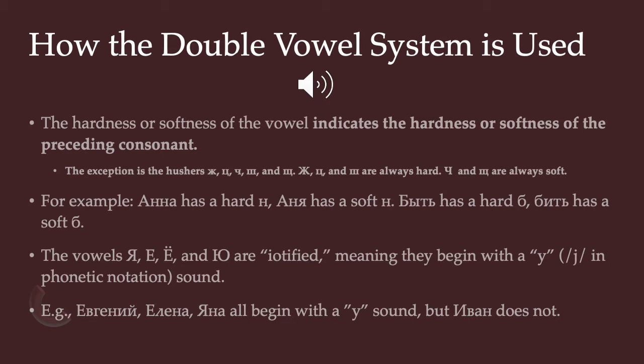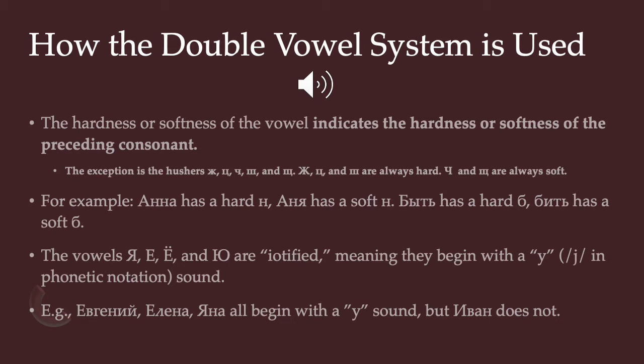So for example, the name Anna has a hard N because it has an A written after the N. But the diminutive Anya has a soft N because we have a ya written after the N. As a side note, soft sounds are generally considered to be more diminutive than hard sounds. Or the verb být, to be, has a hard B, whereas beat, to hit, has a soft B. And that is indicated with the use of I versus I after the B.